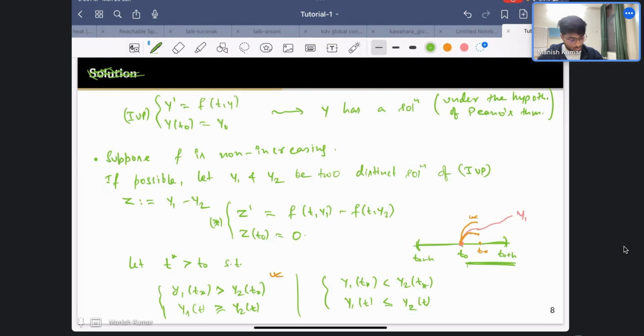Okay, if this is fine, then I'll consider just this domain. So you know that, let us consider this case 1. This is 1, this is 2. Similarly, you can handle the second case as well. So let us consider just the first one.